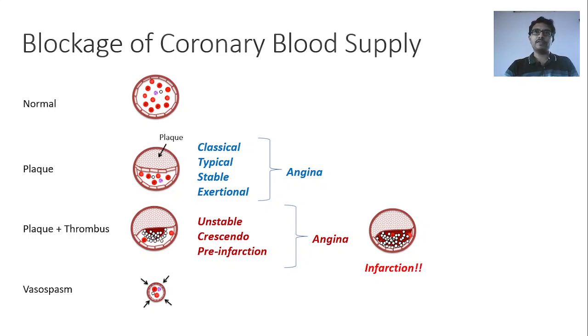The third type: if the coronary artery blood supply blockade is because of vasospasm, that type of angina is called variant, vasospastic, or Prinzmetal angina. This is the rarest of the three. The most common type of angina is the first one, that is developing due to a plaque, or classical angina, typical stable angina. That is the most common type. Rarest is the third one.